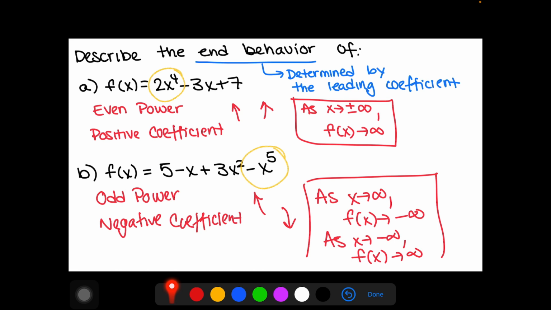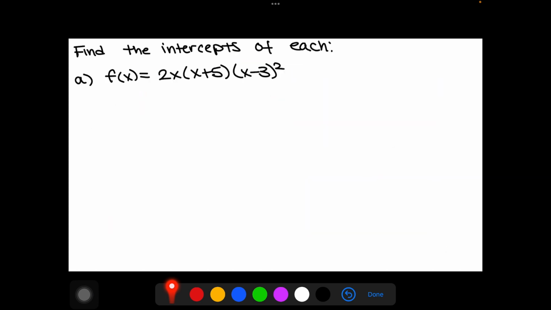So again, we can determine the end behavior of the graph of a polynomial by looking at the term with the largest exponent. The second piece of information we're going to want to know about polynomials is the intercepts. Where does the graph cross the x-axis and the y-axis? So let's take a look at a couple of examples. If I have the function f of x equals 2x times x plus 5 times x minus 3 squared, what are the intercepts? Well, to find the y-intercept, we're just going to plug in 0 for x.